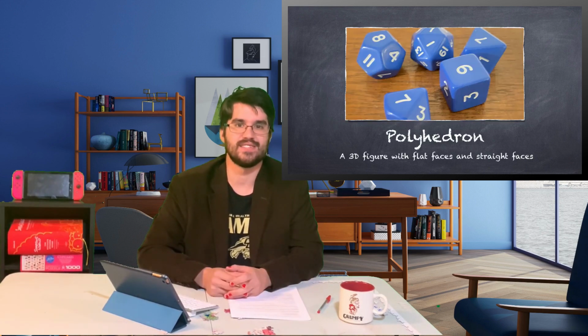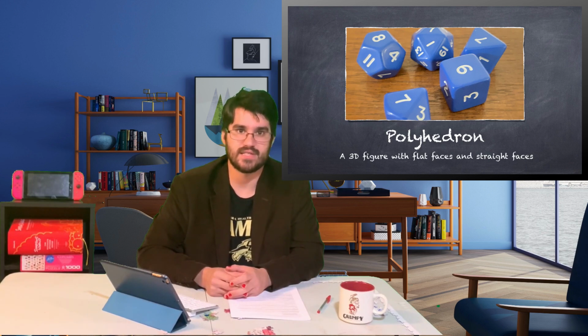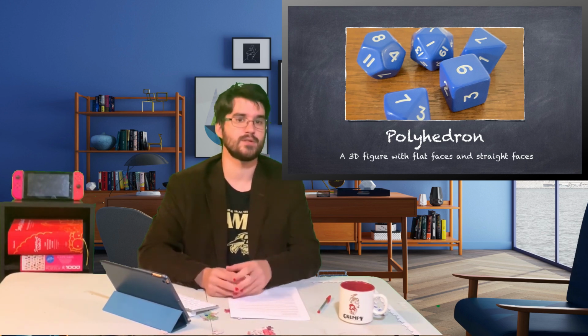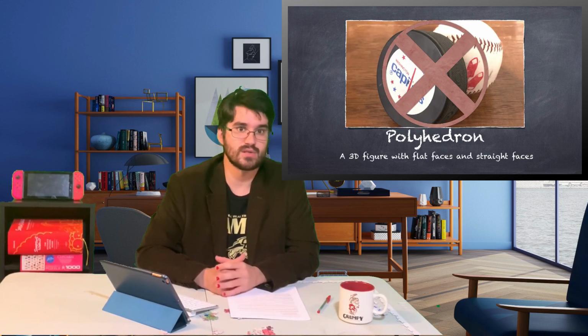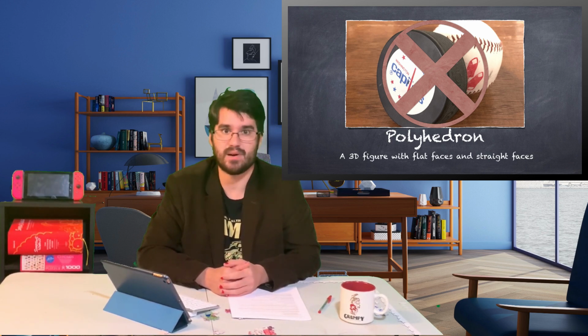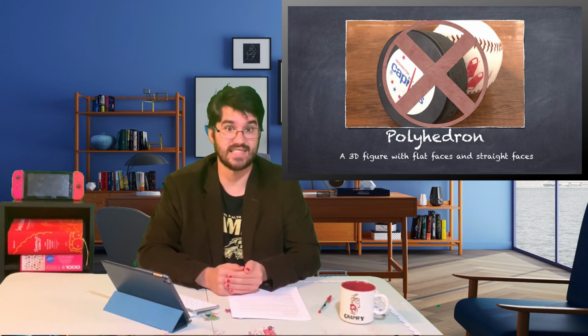A polyhedron is the three-dimensional extension of a polygon. Much like a polygon had to have straight sides, a polyhedron has to have flat polygon surfaces connected by straight edges. As you can see, each one of these dice is a polyhedron. Just like with polygons, no curves are allowed. So circles and semicircles are not polygons, so this hockey puck and this baseball are not polyhedrons.